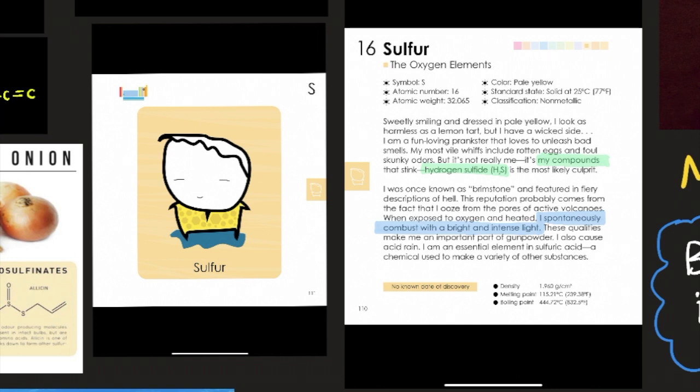Another thing that sulfur claims to be able to do is spontaneously combust with a bright and intense light, which is why it's useful in gunpowder, because that bright light allows the other elements to be liberated from their bonds and expand into their gaseous forms from their previous solid forms and release a lot of energy in a short amount of time.